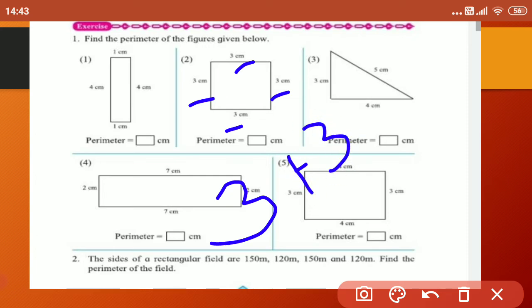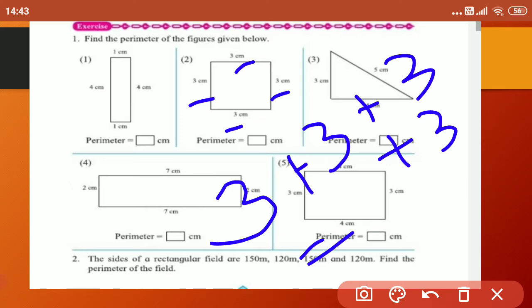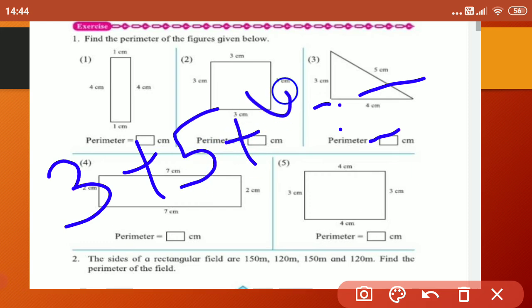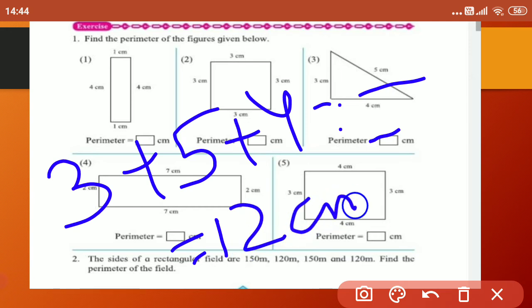3 plus 3 plus 3 plus 3 centimeter, which is equal to 12 centimeter. Got it now? Now then, looking at the next one. In this triangle, find the perimeter. So it is given here 3 plus 5 plus 4. So add this, 3 plus 5 plus 4 is equal to how much? It is 12 centimeter. So here down you have to write 12 centimeter.